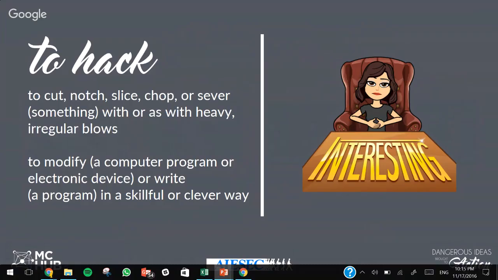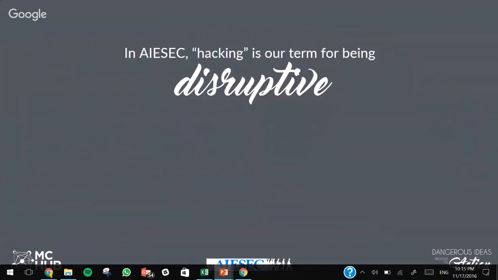So basically what hacking means in this context is that we are breaking something down, chopping it down, and rebuilding it in a more skillful or more clever way. And that's the way that we look at this in ISIC. Interesting, right? Hacking is how we describe the action of being disruptive. Because in order to actually disrupt things, we have to hack the system. We have to hack our customer flow. We have to hack our teams, our processes, everything.